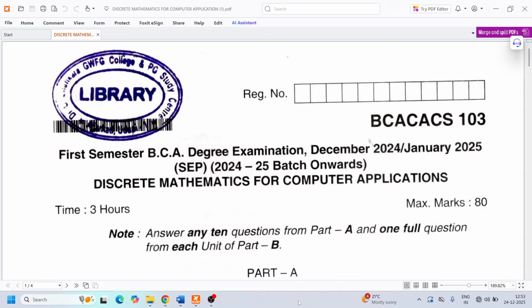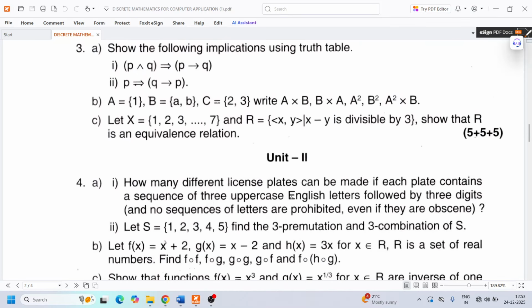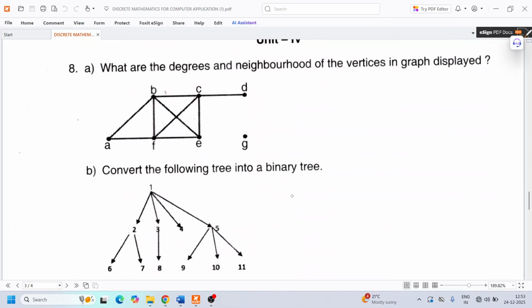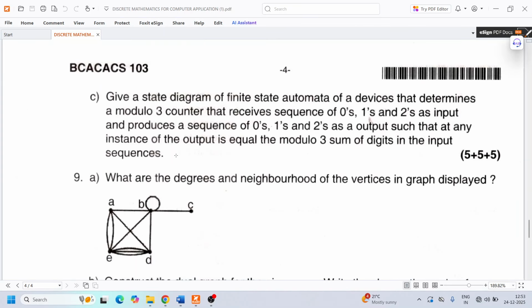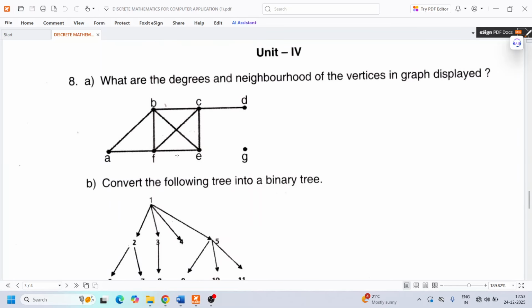I have the previous year discrete mathematics question paper with me, and this is the December 2024 question paper, and I'm going to solve the unit 4 of this question paper. So let me quickly take you to the unit 4 of this question paper. In the unit 4 we have two questions, that is question number 8 ABC and the question number 9 ABC. We are supposed to answer any one of them, so I'm going to solve both of them over here.